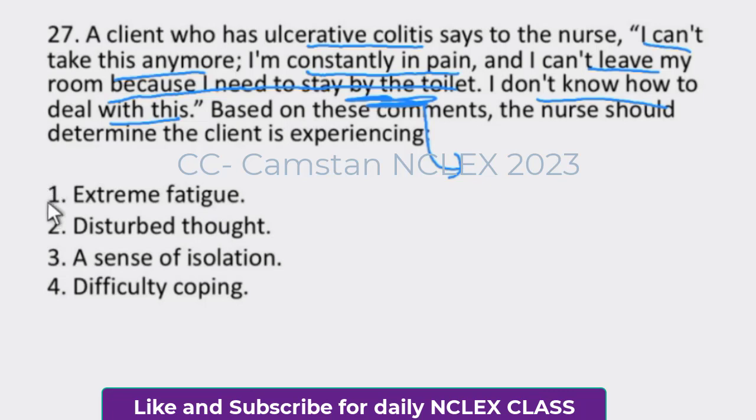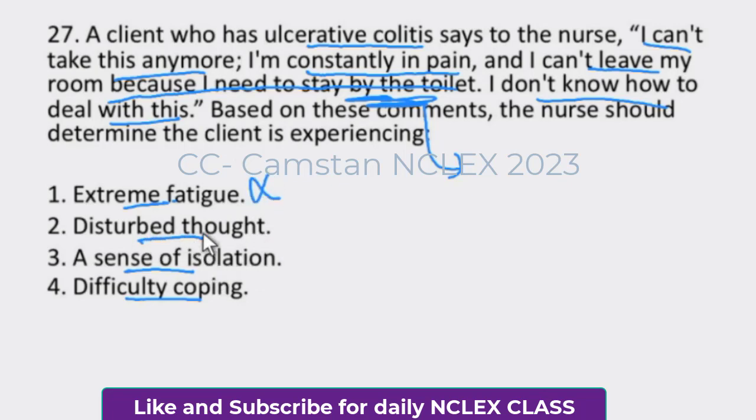Let's read the options. Extreme fatigue, disturbed thought, a sense of isolation, difficulty coping. Right. Extreme fatigue. The client has not expressed any sign of extreme fatigue, right? Because he's not saying that he's tired and that's why he can't move. He just said that he needs to stay by the toilet. So this option is wrong.